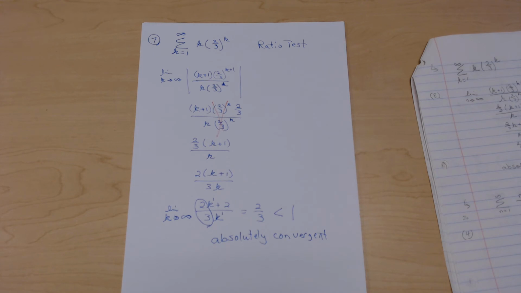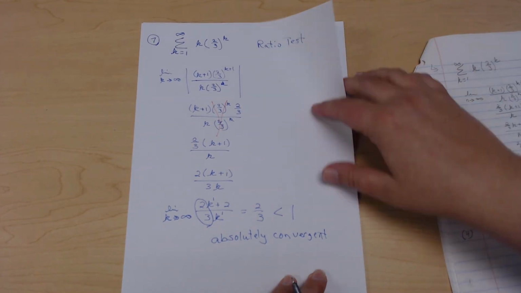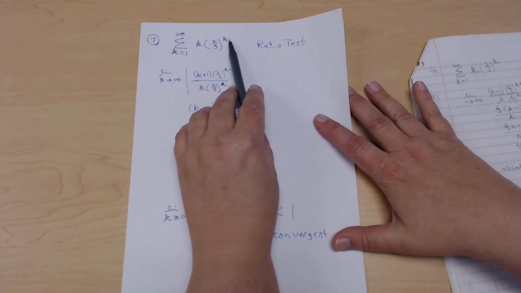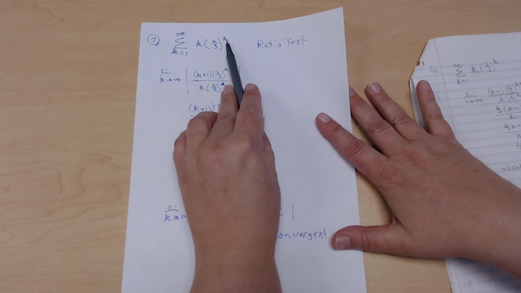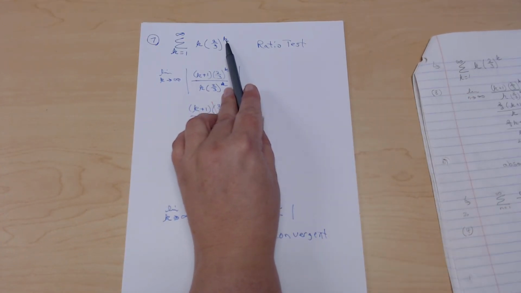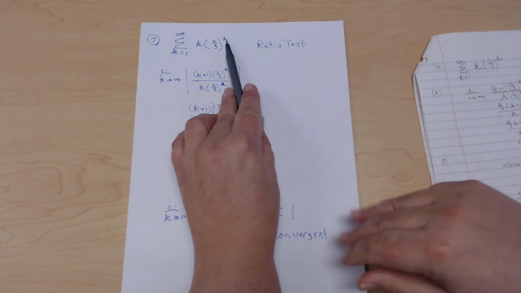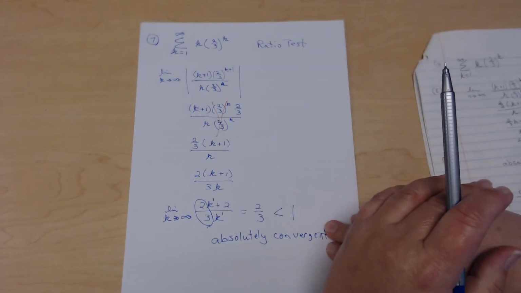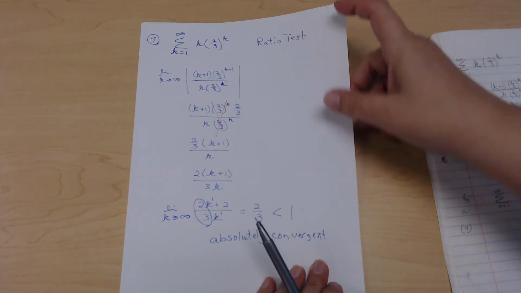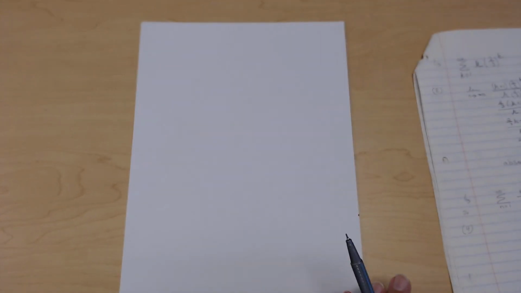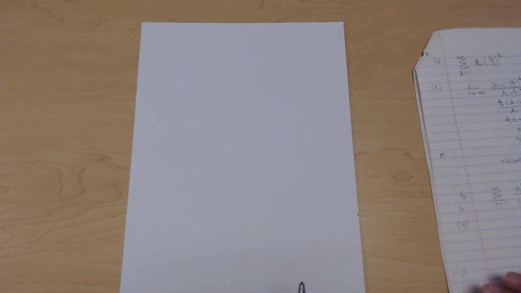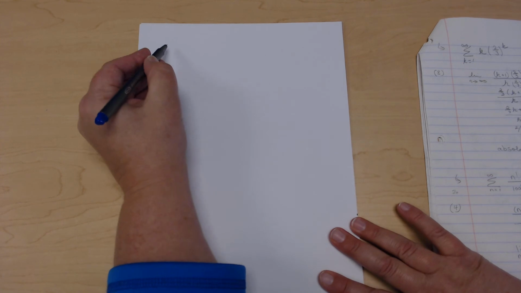So this one kind of gave it away. I didn't want to use the alternating series test. But I had to be careful because, could I have used other tests? Let me come back to that one too, because there's another test. This one here, let's take a look at this one.